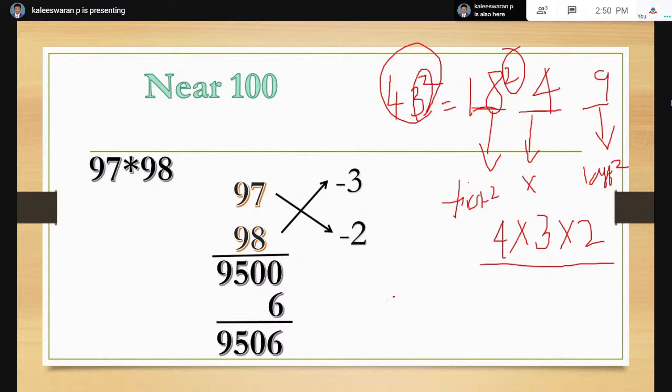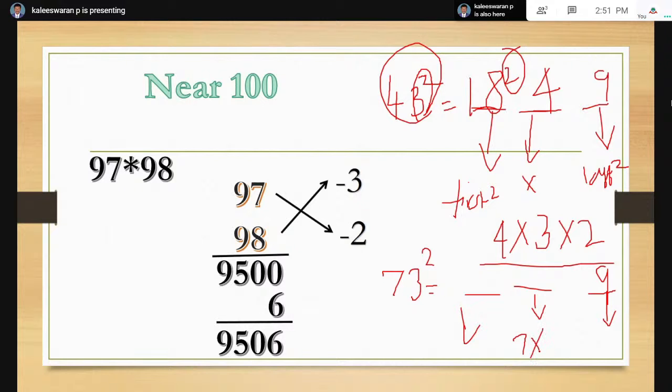Okay, some more example. If the number is 73 square, you need to follow 3 steps. What is the first step? Last digit square. 3 square equal to 9. What is the second step? Multiply all the digits in the number.